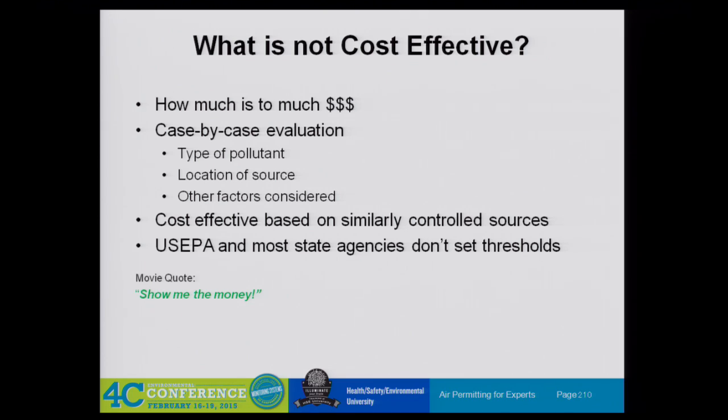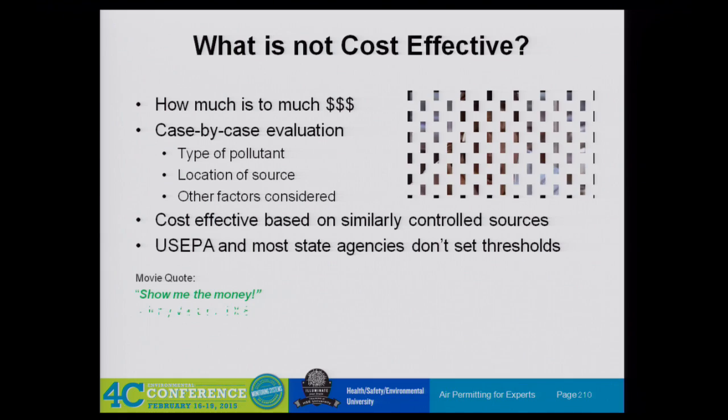But that analysis, like when we do our analysis and eliminate things, shows the dollar amounts, those above the line and below the line. And you can use that from other applications as well. They keep it case by case because they want to keep it different for different pollutants. CO maybe doesn't matter as much as VOC in a non-attainment area, for example. Cost-effective based, similar controlled sources. And like I said, the US EPA doesn't have a bright line number, and neither do most states.